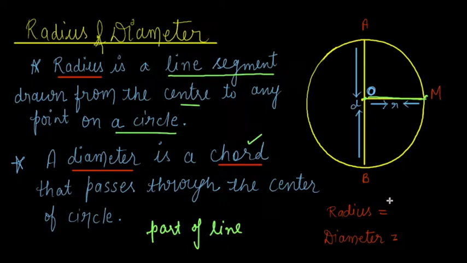So if I want to write, the radius will be from the center to any point on the circle, meaning OM. And since I said it's a line segment, we have to mark a line segment on it. Similarly, the diameter is AB, and again it is a line segment, so we write a flat line on the top of it. That's the symbol to represent the line segment.